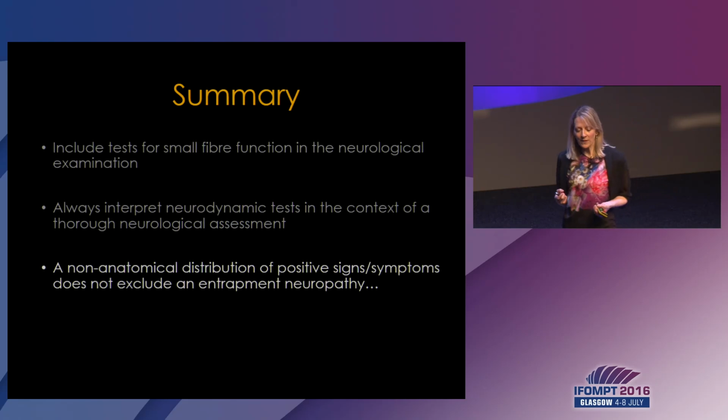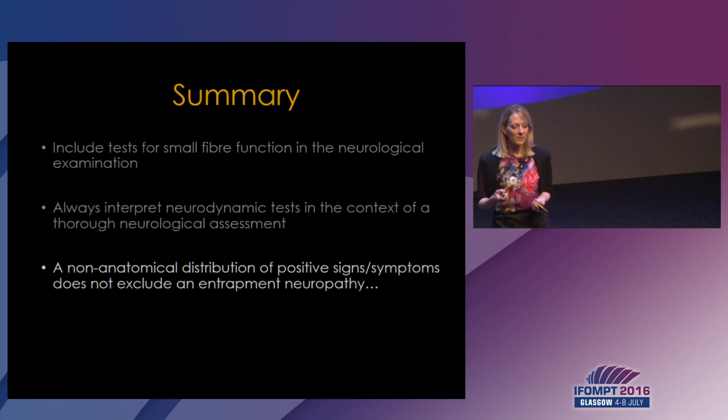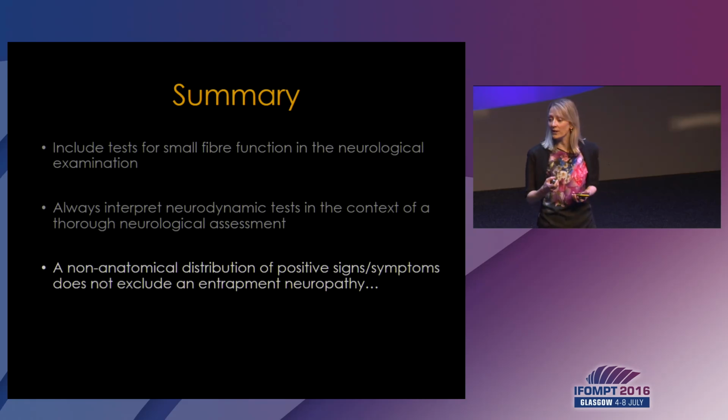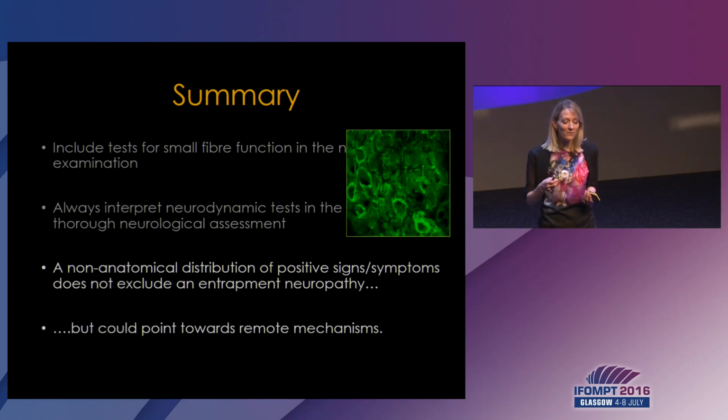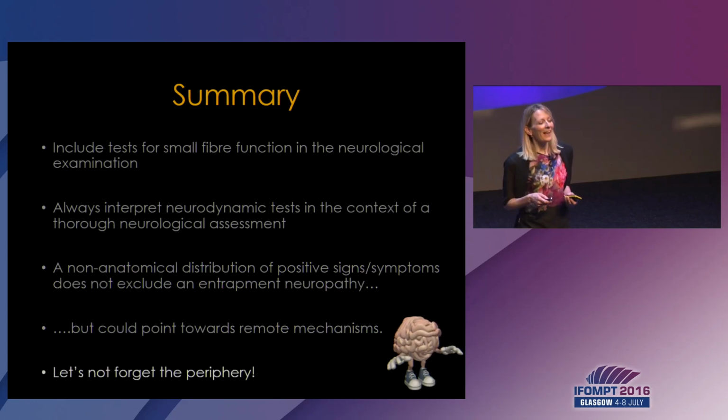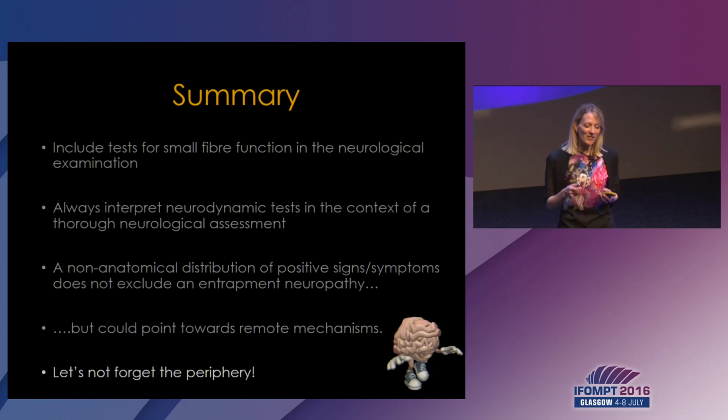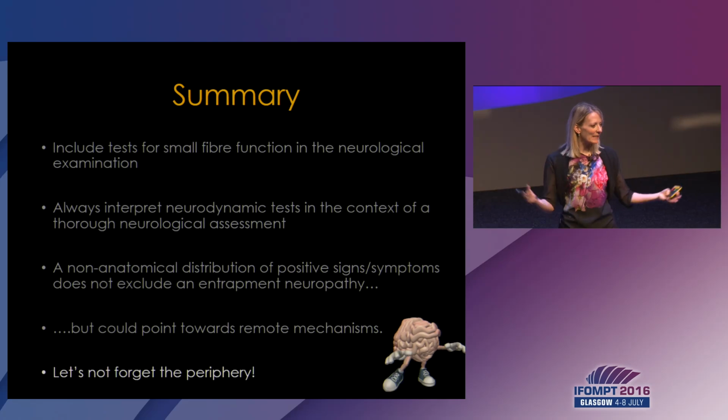A non-anatomical distribution of positive signs or symptoms does not exclude an entrapment neuropathy, but it might well point towards remote mechanisms such as changes at the level of the dorsal root ganglia, and most certainly, which I haven't been talking about, at the level of the spinal cord or cortical areas. And last but not least, an important message, let's not forget the periphery, but let's stick to the biopsychosocial and actually try and integrate everything into one.